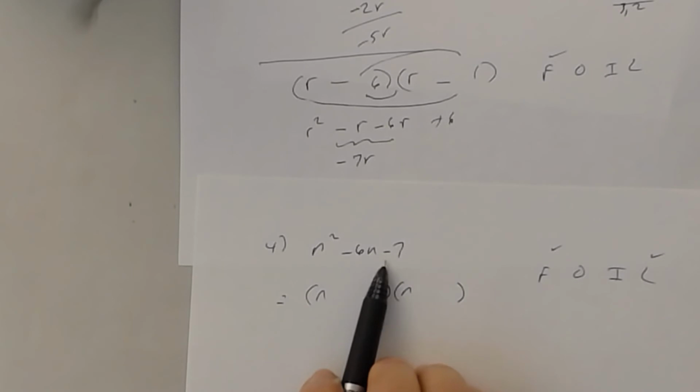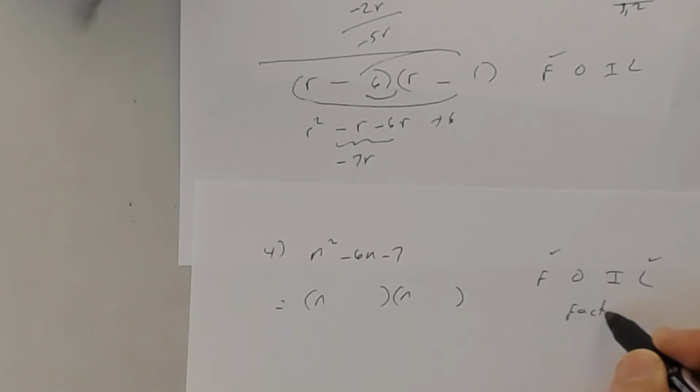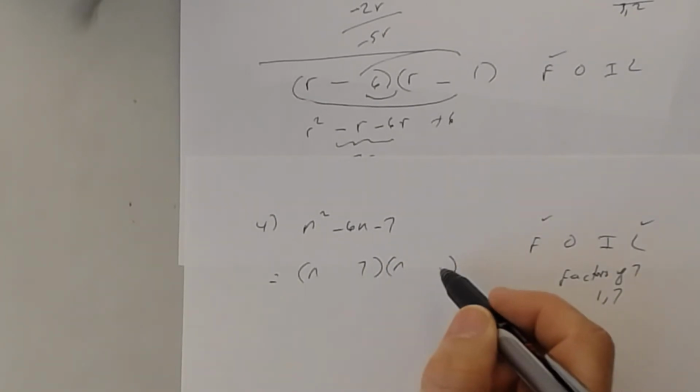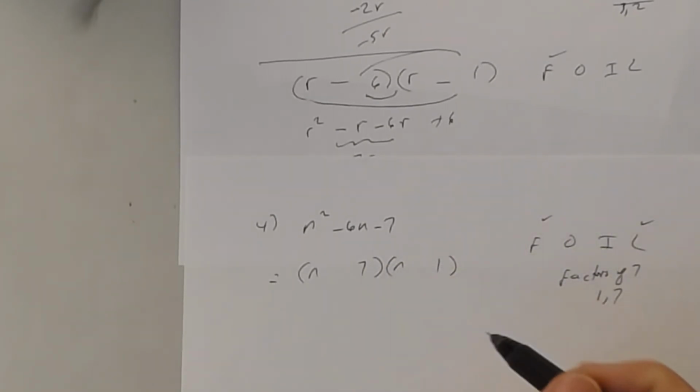Now let's look at the L. So although my last term here is a negative 7, let's just look at 7 for the moment. What are the factors of 7? 1 and 7. That's it, right? That's the only thing I can use. Where do you want to put the 1? Where do you want to put the 7? 7 first? Okay, then it doesn't matter. 1 second.